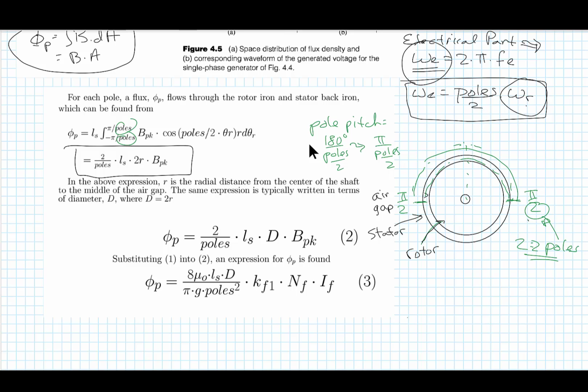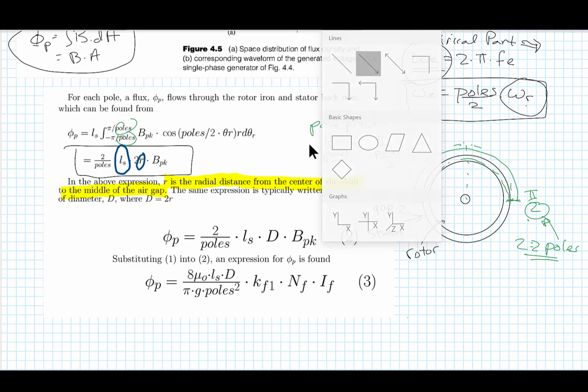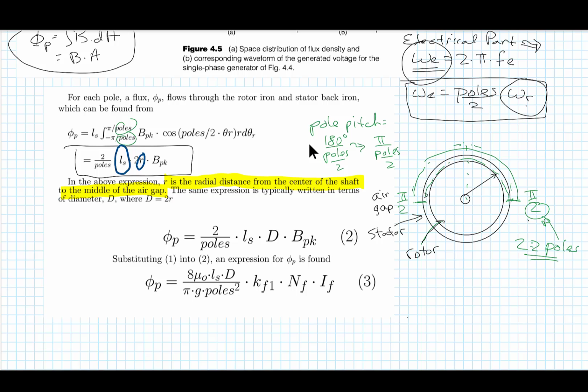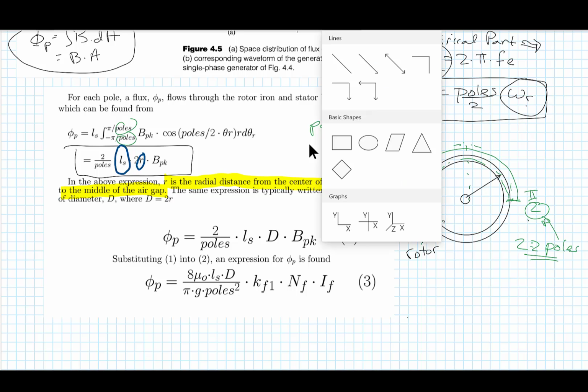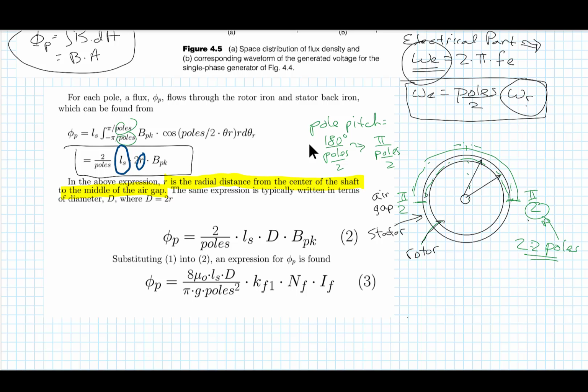Now that flux is a function of the stack length, L sub s, and a function of this number r. Now what is r? I'm defining r as the radial distance from the center of the shaft to the middle of the gap. So that's really saying kind of right in here, to the middle between these points, between the rotor and the stator. What you really have here is physically a radius from the center of the shaft to the inside of the stator.